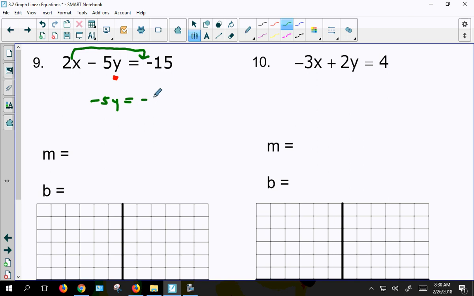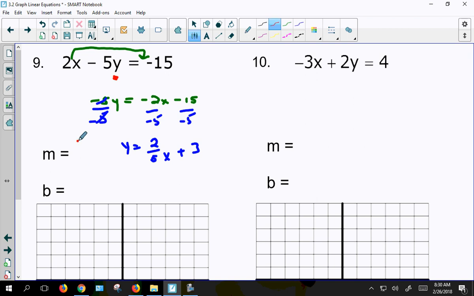It becomes negative, one person. Minus 15. I have to put the 2x first, because remember, your slope has to be first. It's slope-intercept. So the x goes first. Now what do I have to do? Divide everything by negative 5. Y equals negative 2 over negative 5, which is positive 2 over 5. That can't be simplified. X plus 3. Negative 15 divided by negative 5 is a positive 3.